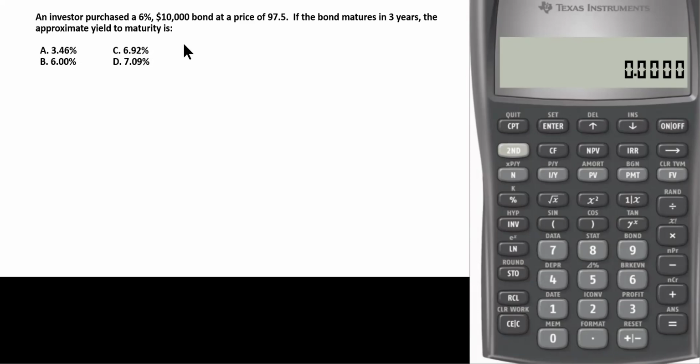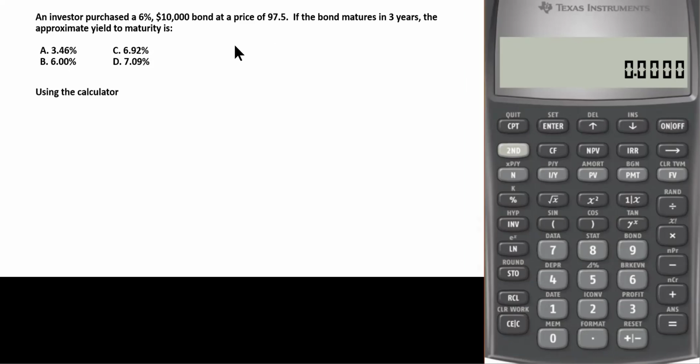So we've got an investor who purchases a 6% $10,000 bond at a price of 97.5. If the bond matures in 3 years, the approximate yield to maturity is, and we've got four choices. So there's a couple of ways that you can handle this. We can handle this using the financial calculator, which we've got over here. And this is a simple process of just punching it in using the time value of money buttons.